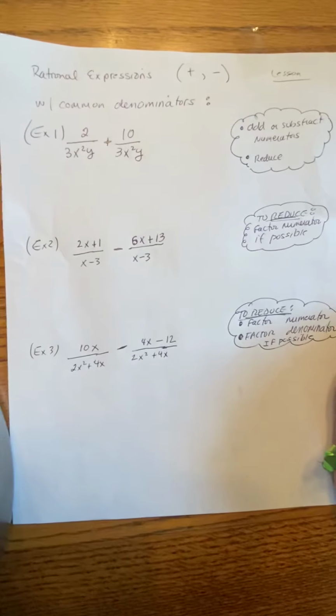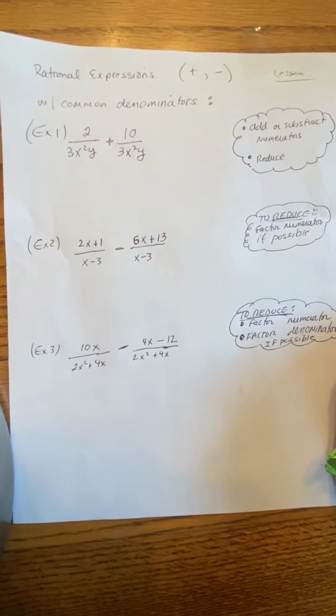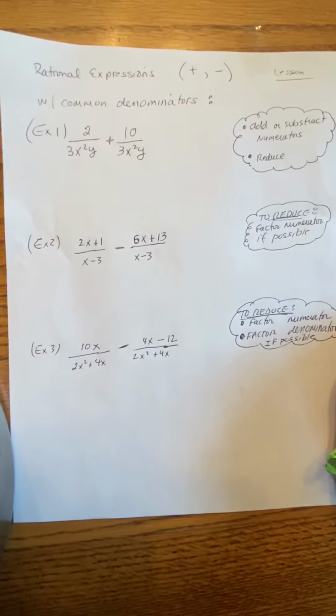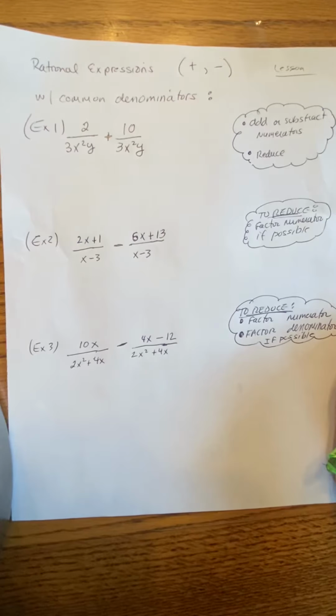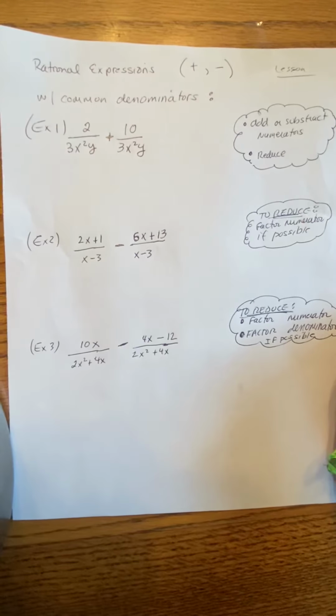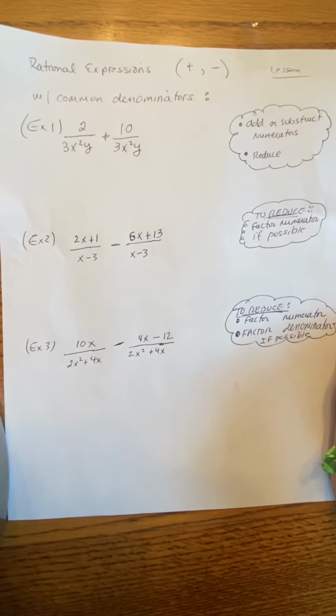Here I've got a quick video on how to add and subtract rational expressions with a common denominator. What we want to do here is add or subtract our numerators, and where appropriate we'll be reducing the final fraction. That may or may not involve factoring.